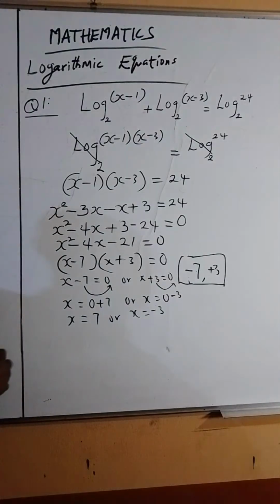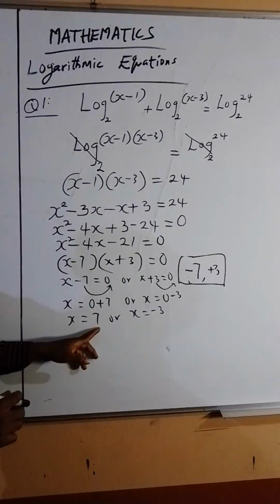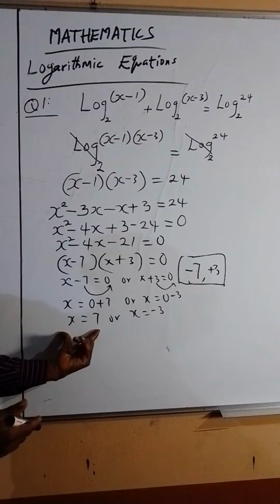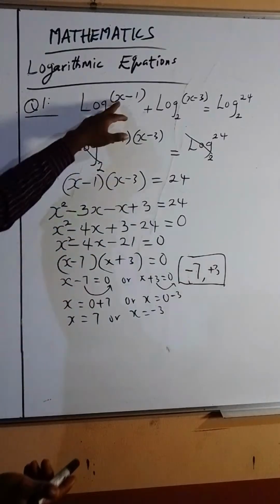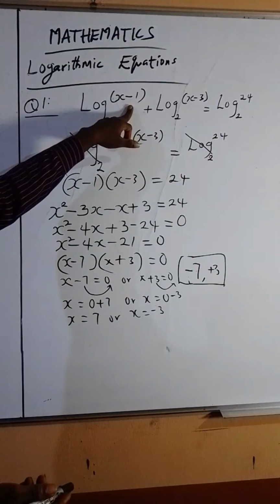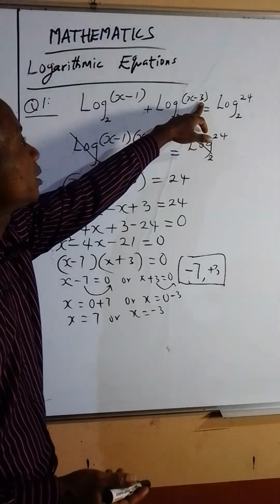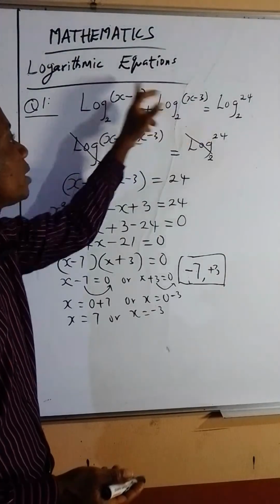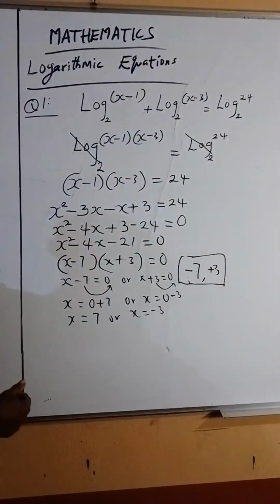But for the sake of logarithms, we usually prefer the positive case, where x is greater than 0. So the actual answer is x equals 7. If you want to check, just place 7 here. 7 minus 1 is 6, right? And here 7 minus 3 is 4. So 4 times 6 is 24. So that is what we have here.